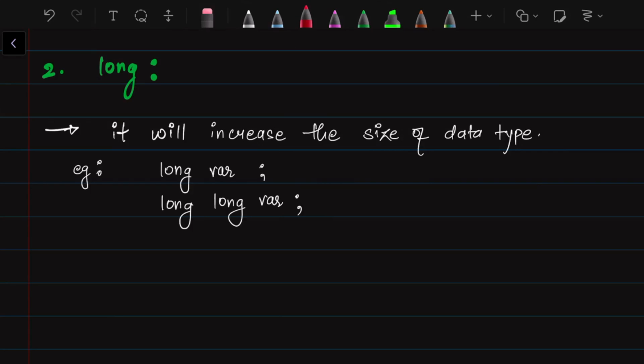So by writing long, it will increase the capacity. It totally depends upon the compiler. But for my compiler, it can keep the capacity at 4, which is the usual capacity of an integer, while by writing long long, it will increase to 8 bytes.